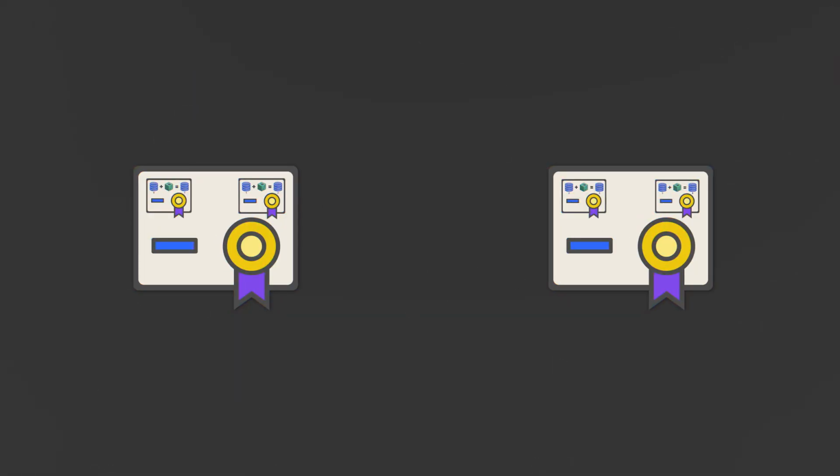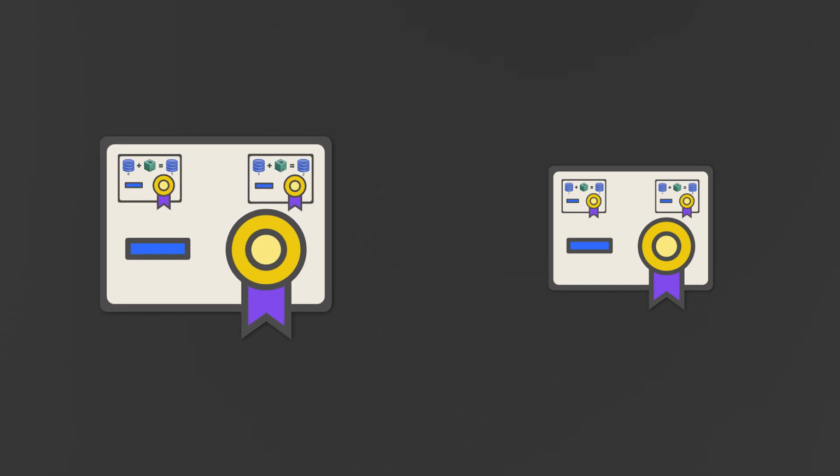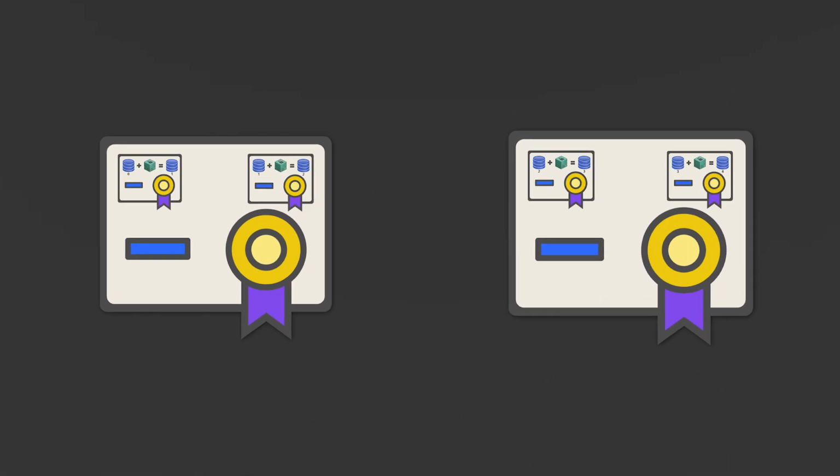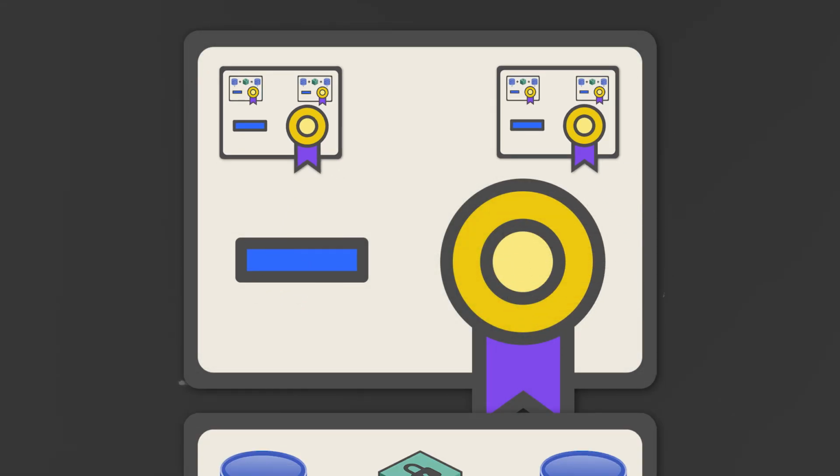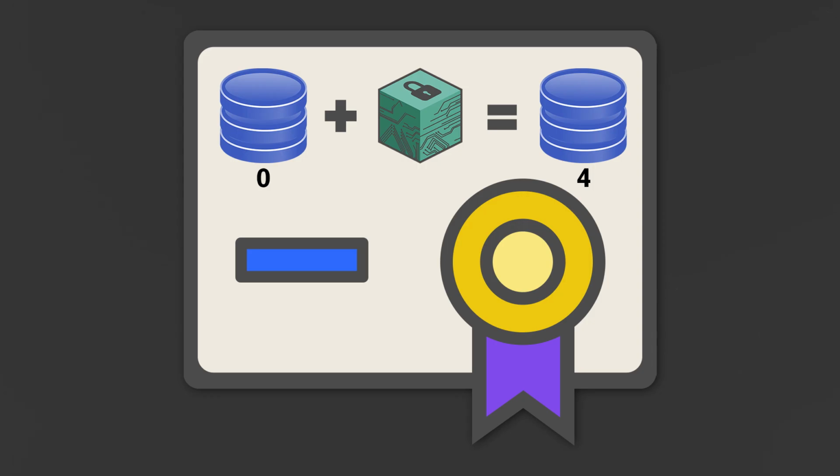Proceeding in this way, for example, having two SNARKs that confirm that from database 0 we got database 2, and that from database 2 we got database 4, we can check and merge them again, getting one SNARK telling us that from database 0 we got database 4.